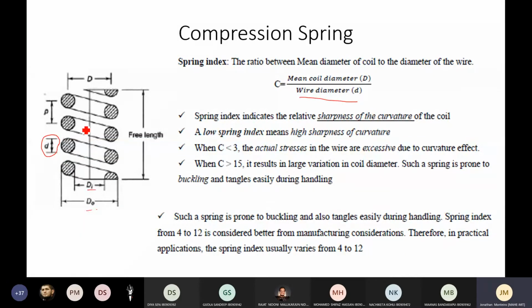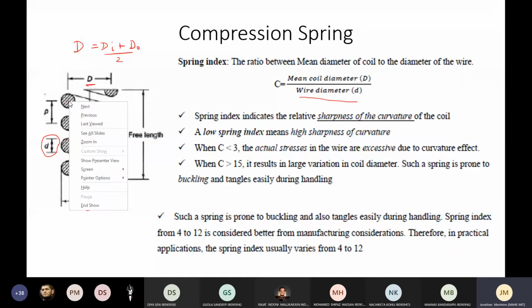Okay. Now, what about D here? D is the mean. The top one that you see is the mean diameter. In other words, D is equal to (Di plus Do) by 2. We can write it here: D is equal to (Di plus Do) by 2, the mean diameter of the coil. Why is this necessary? Because all calculations will be based on this mean diameter, which is taken as the mean of inner and outer.